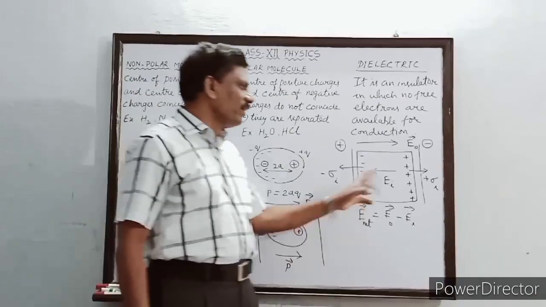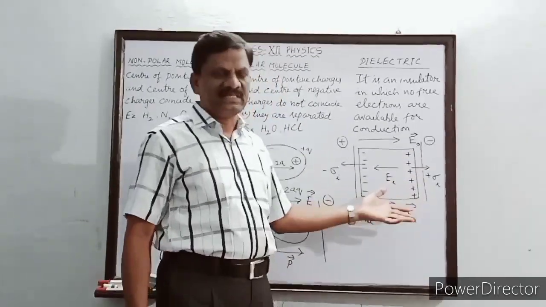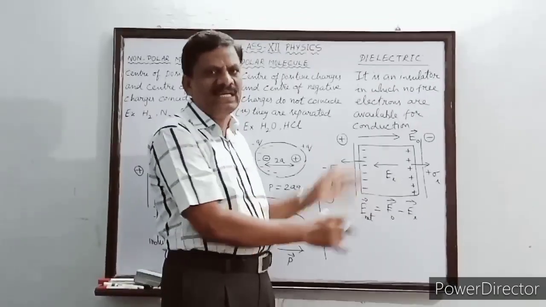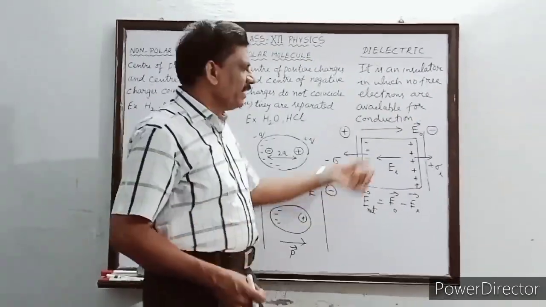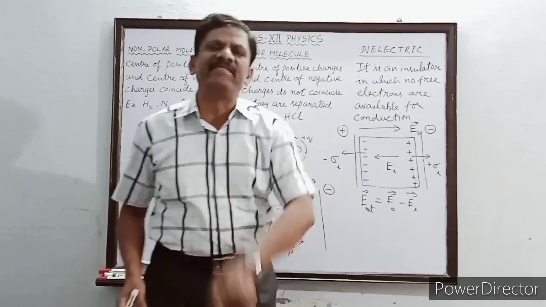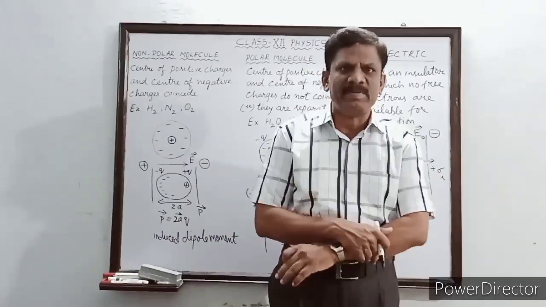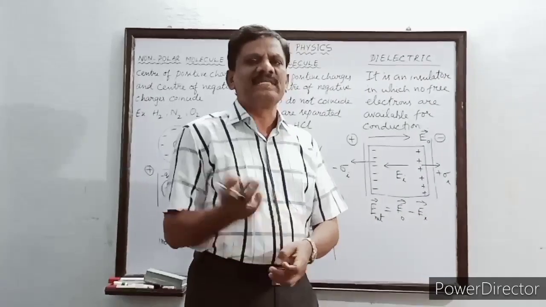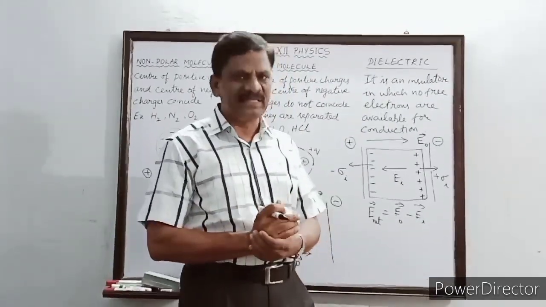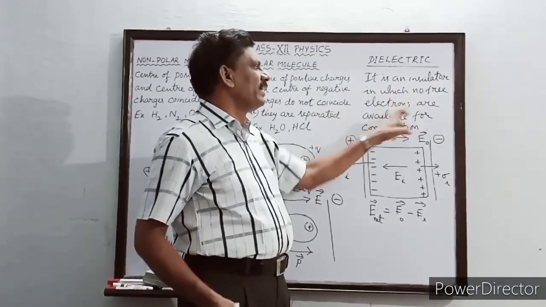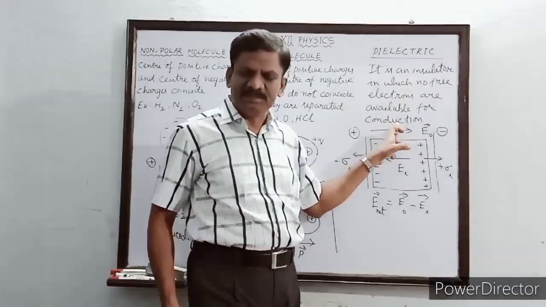Understand? They are not the regular charges, they are the induced charges, temporary charges which are coming out to the surface due to the presence of the electric field. So again, when the material is taken out of the electric field, what will happen? The positive and negative charges on the surface will disappear and they will redistribute. So such a material only is called a dielectric, and it is defined as an insulator in which no free electrons are available for conduction.